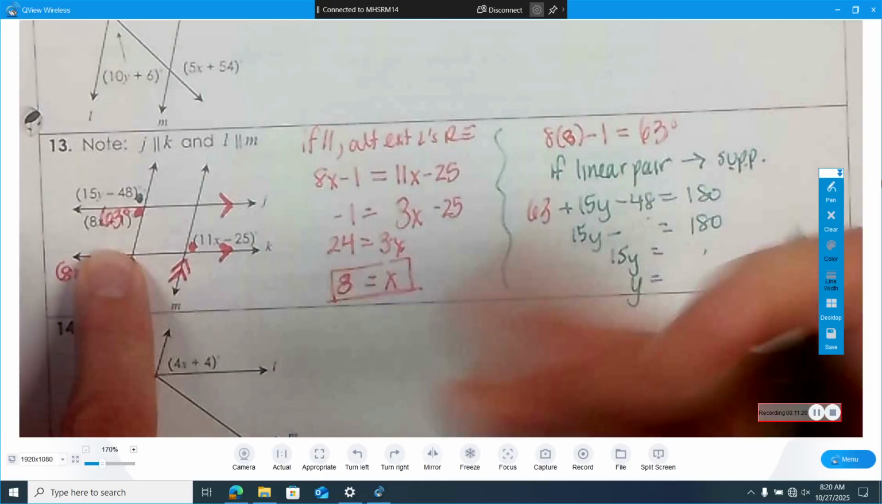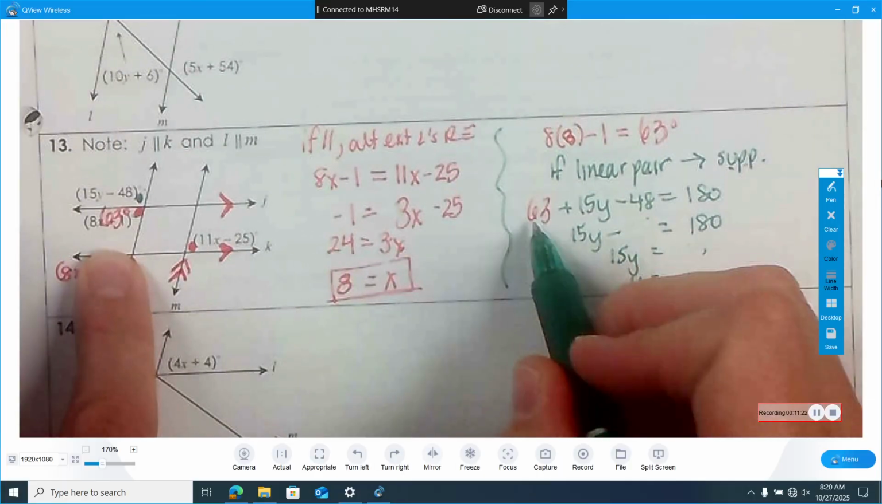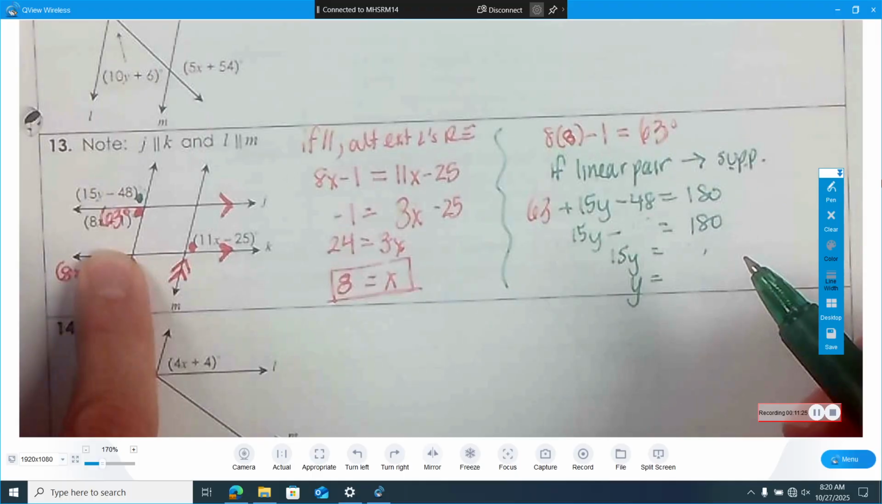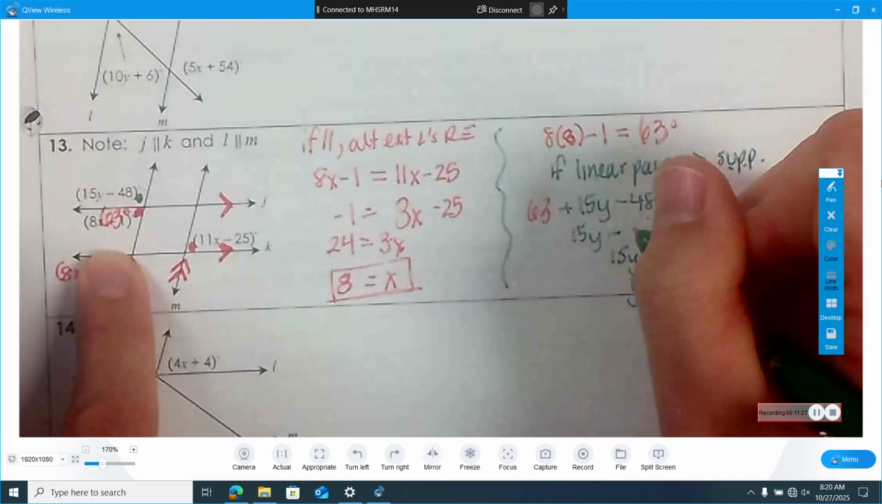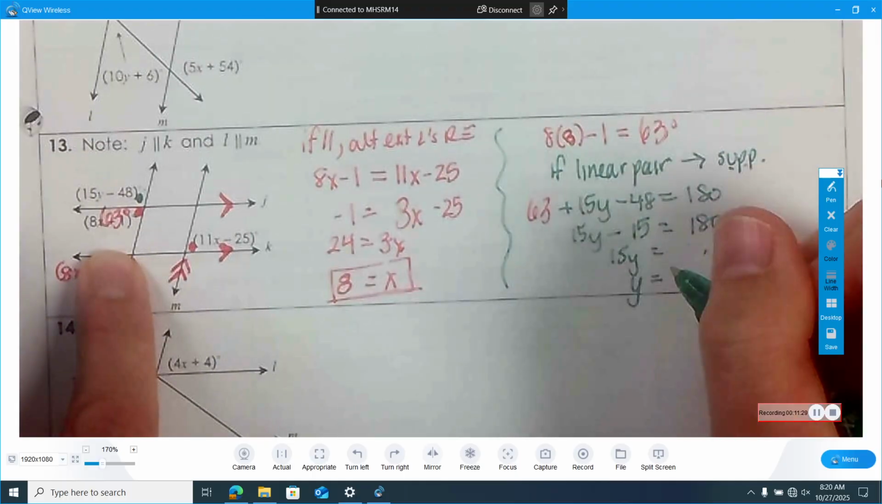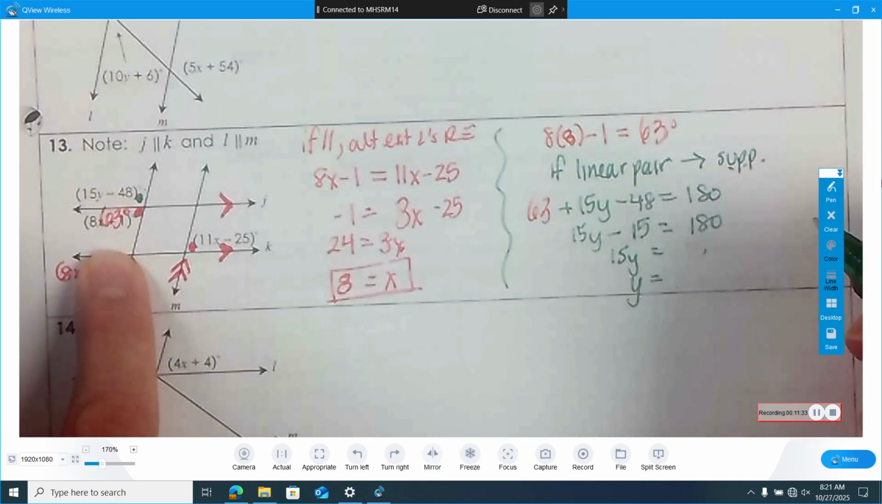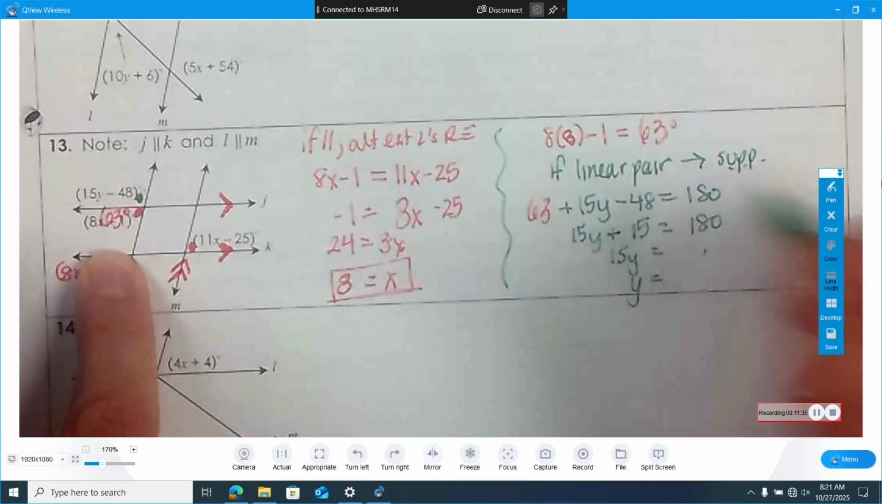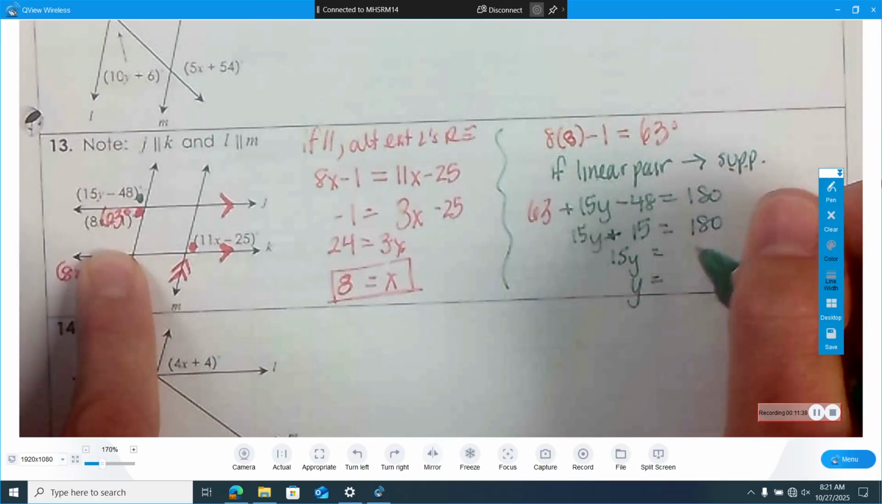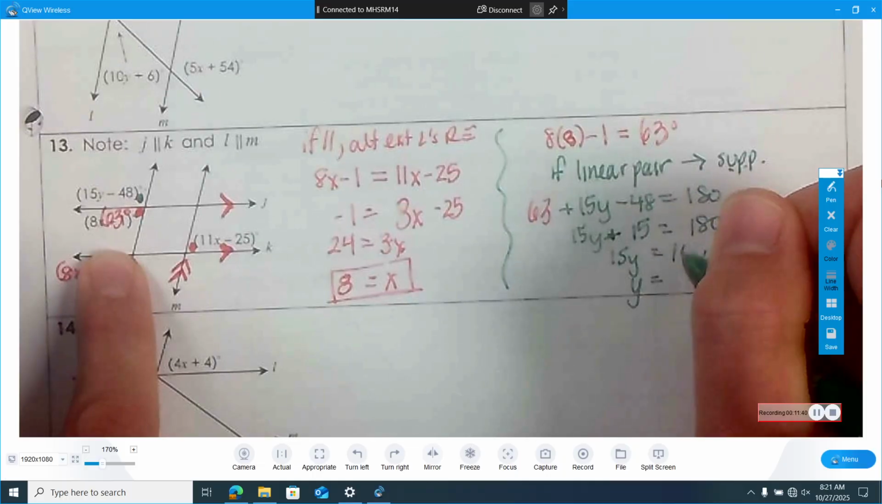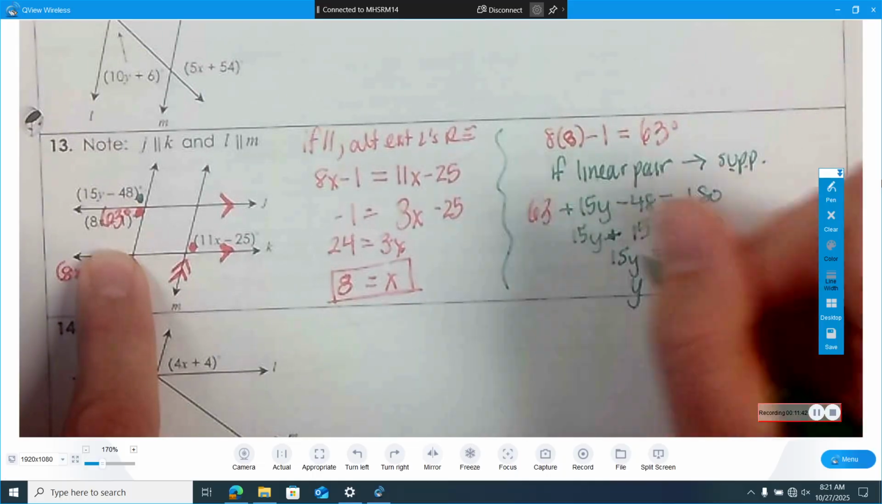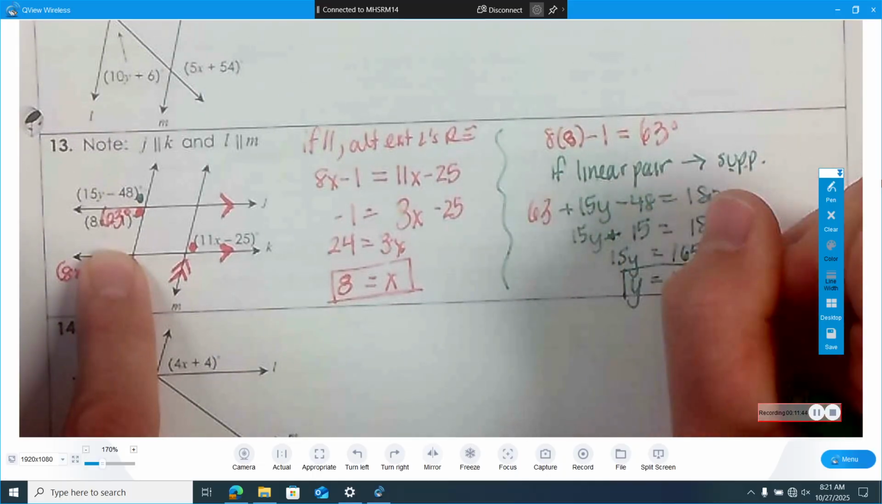Okay, let's see. Now, back to the beginning here. 63 minus 48 is 15. Lord have mercy. And then if we add 15, no, it should be plus 15. There we go. Positive 15. We subtract 15. That's going to give us 165. And then we get 11.